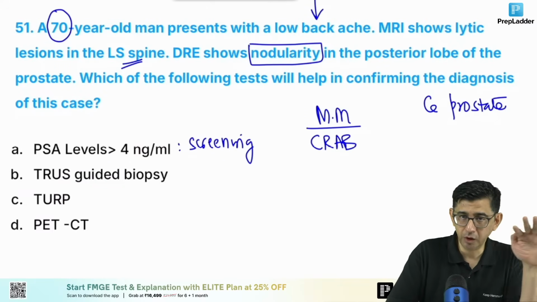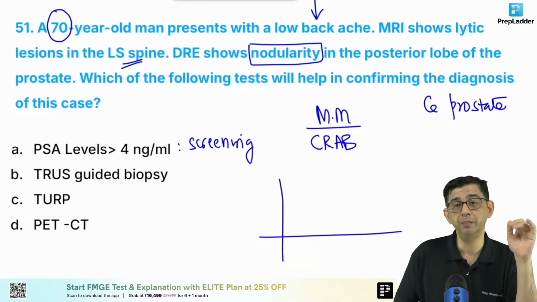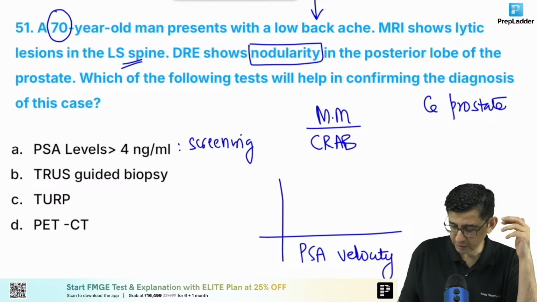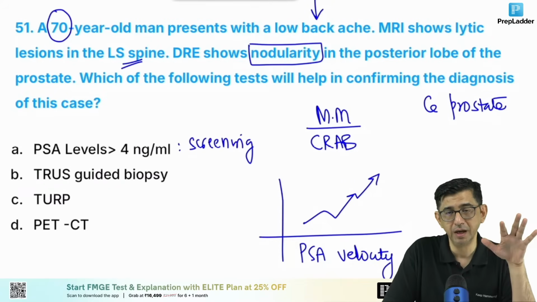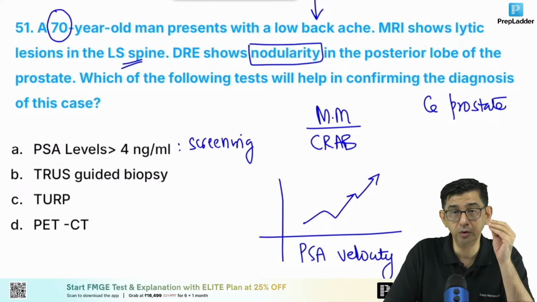The answer is not prostate specific antigen, guys. Instead of prostate specific antigen, what we tend to prefer is PSA velocity. What I mean by PSA velocity is that prostate specific antigen values are showing a persistent rise. That is a cause of concern. A single value of PSA can never be diagnostic. PSA values more than 4 mean you suspect, but you don't confirm.